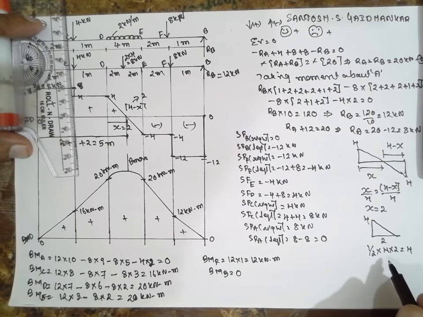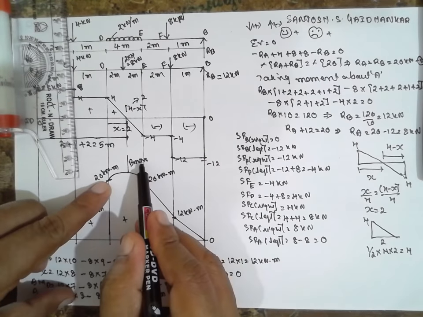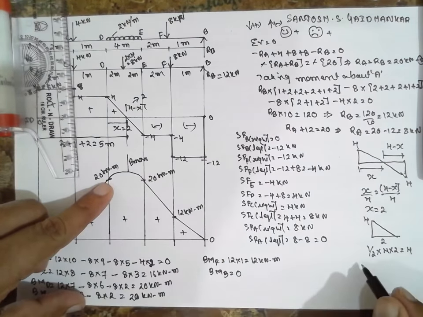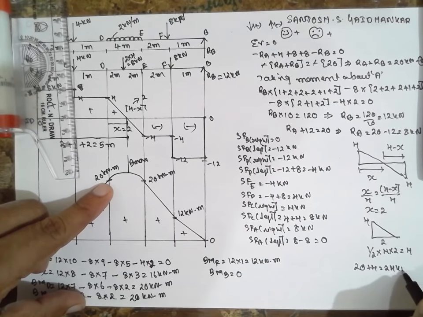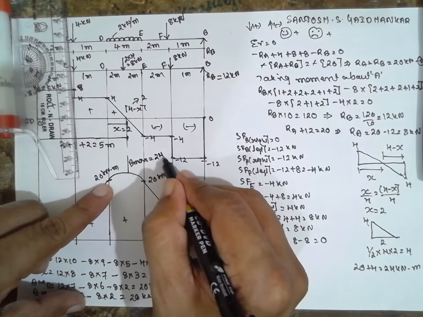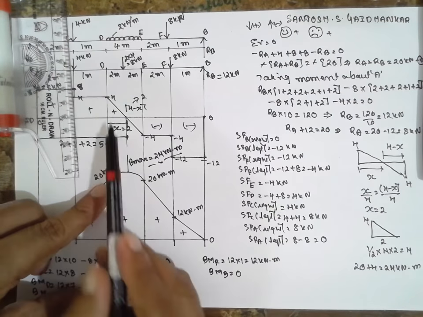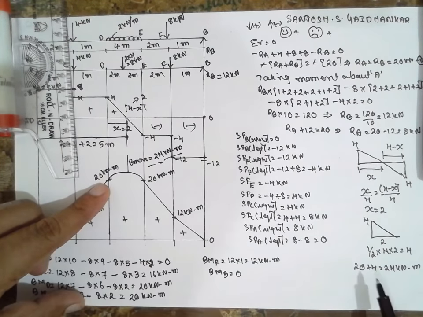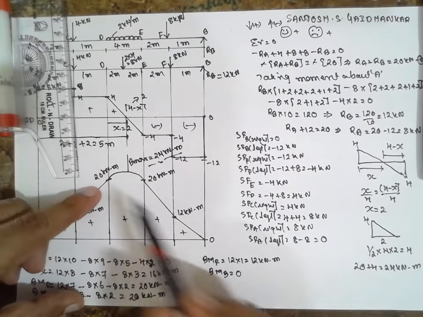Area of triangle is 4, and that 4 has to be added to 20 in order to get the bending moment. 20 plus 4 is nothing but 24 kilonewton meter. Maximum bending moment is 24 kilonewton meter. This is the positive side, therefore I have taken positive. If it is the negative side, I have to take negative here. In this way you have to solve the problem.